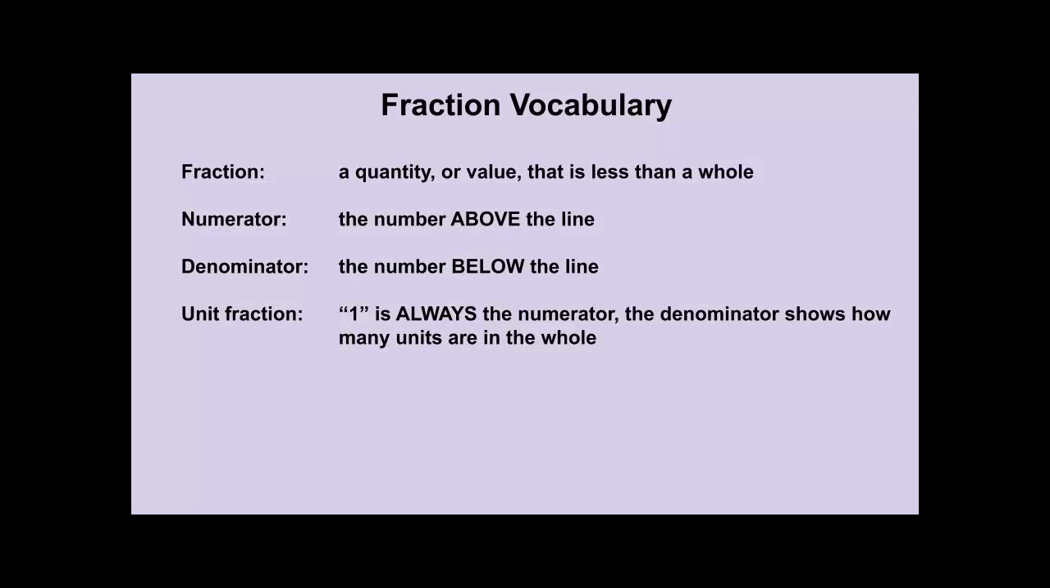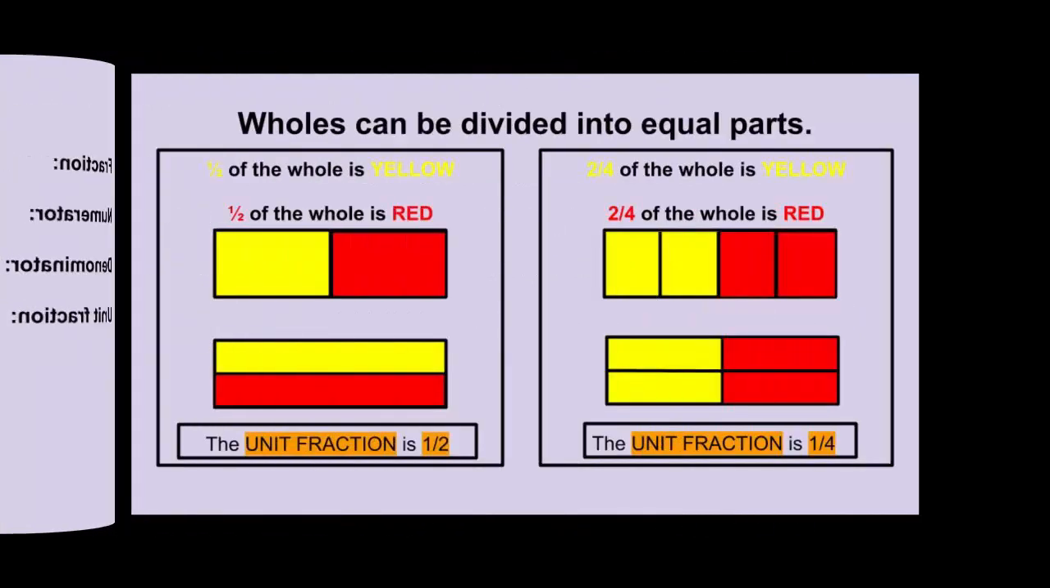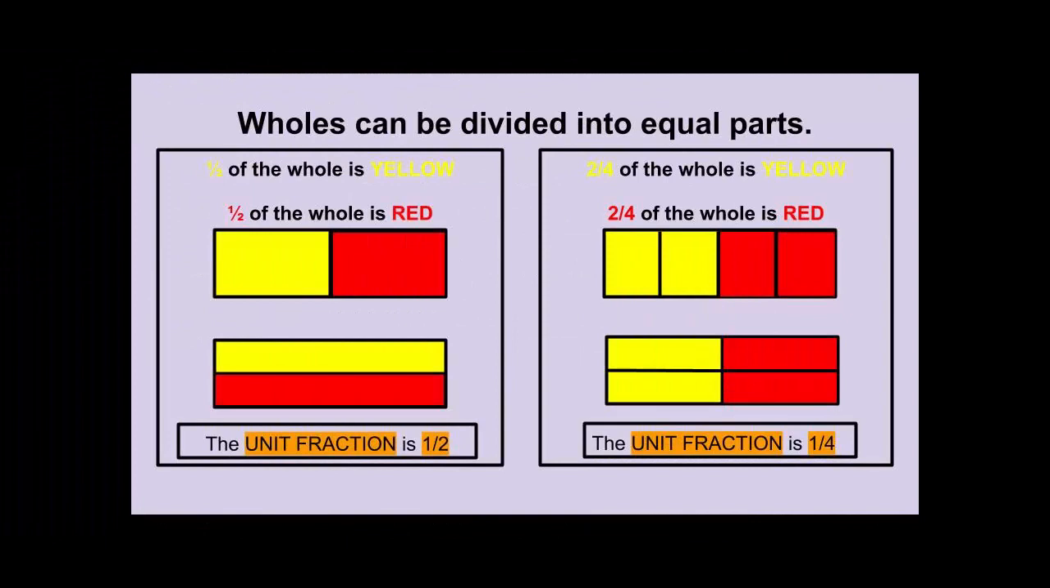We'll also now discuss unit fractions, in which the numerator is always 1 and the denominator is the number of parts in the whole. As you know, fractions must be in equal parts. When we consider this first box of rectangles, we can see that the figures are divided in half. Now let's consider the regions.